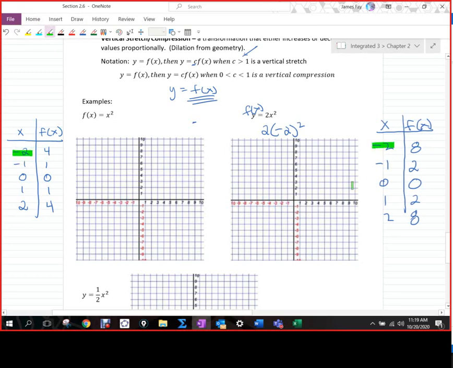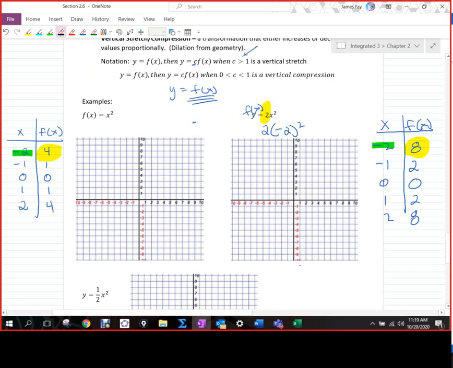These x's are the same, right? -2, -2. How does that y value right there and that y value right there relate? How much bigger is the 8 than the 4? It's double, right? It's twice as big. And it's twice as big because of that 2 right there that was in our formula, in our function rule, okay? So here's my question.